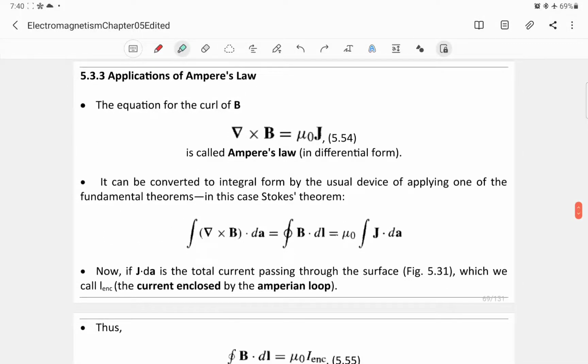So for this lecture, we'll discuss applications of Ampere's law. We know that the curl of B, because it curls around its source current, is not zero. It's just mu sub O, the permeability constant, times the current density. This is called Ampere's law, and this is the differential form of Ampere's law.